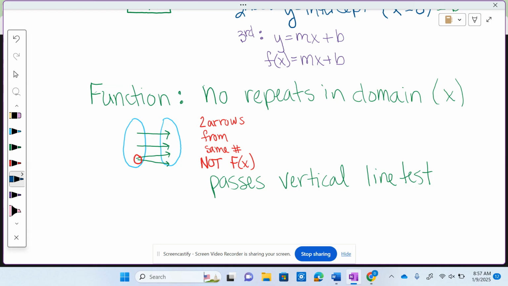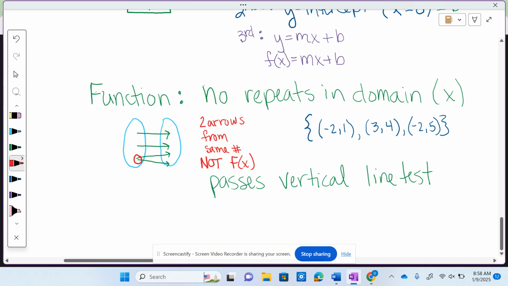Another way that you might see it is like this. You might be given a set of ordered pairs: (-2, 1), (3, 4), (-2, 5). Is this a function? Why? It's not, because there are two negative twos repeated. X. So that makes it not a function as well. Not a function.